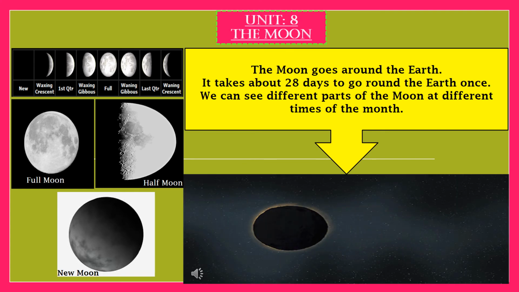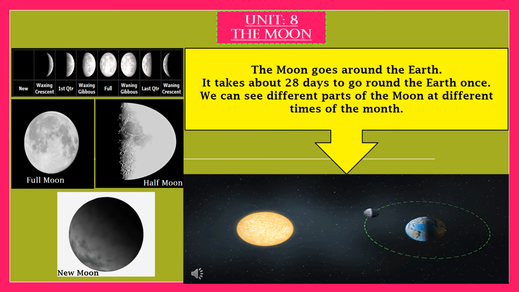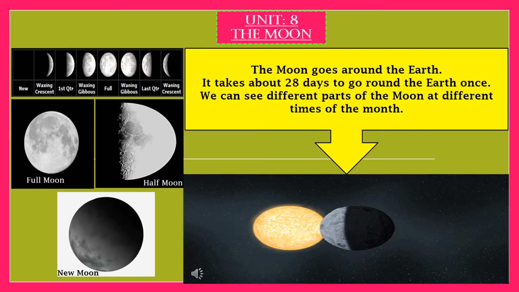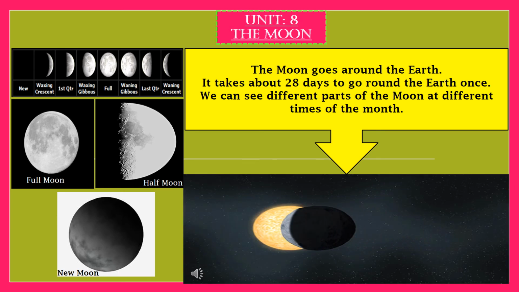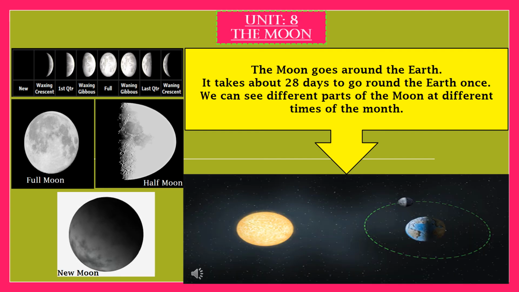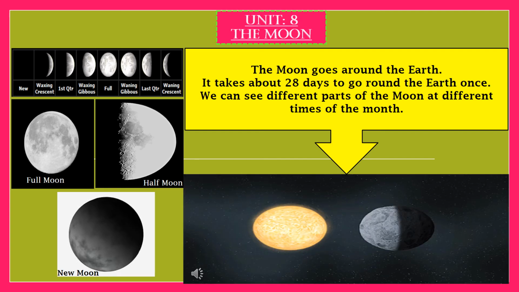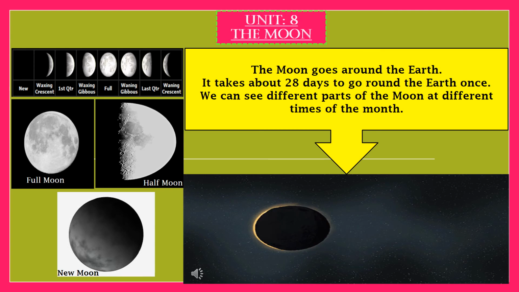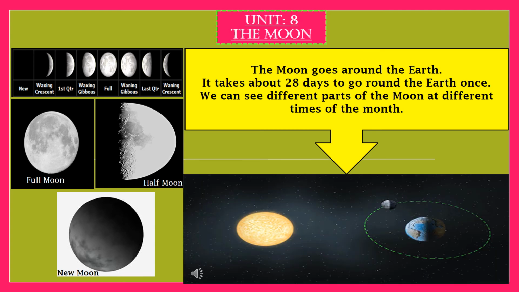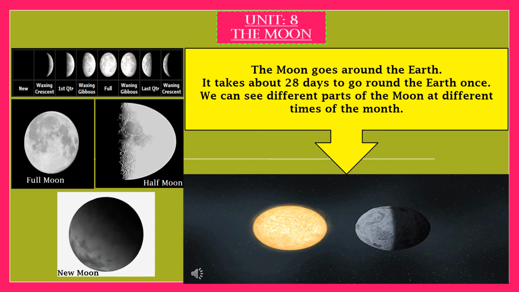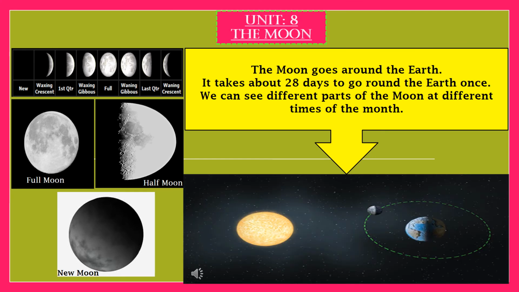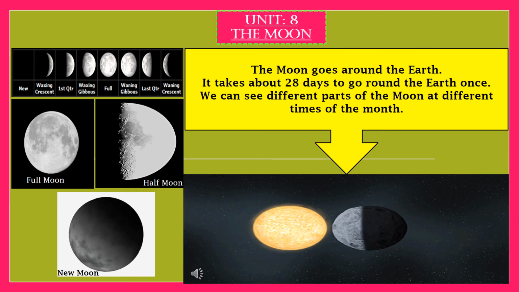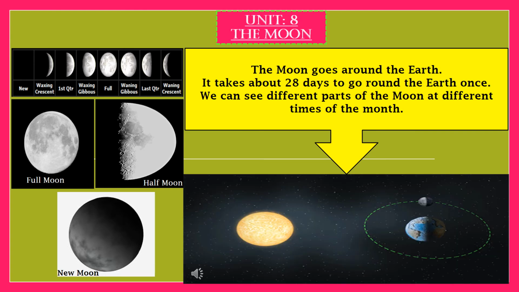But as in grade 1, you don't have to go through all these 8 phases. You just have to remember the full moon, half moon and new moon. In the full moon, the whole moon is getting or reflecting sunlight, so we are able to see the whole moon lighting up.